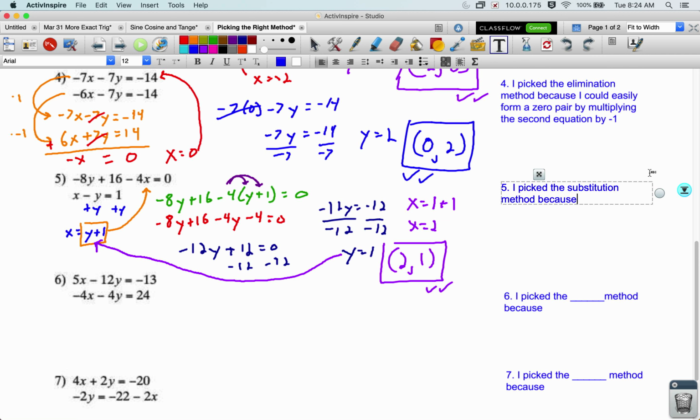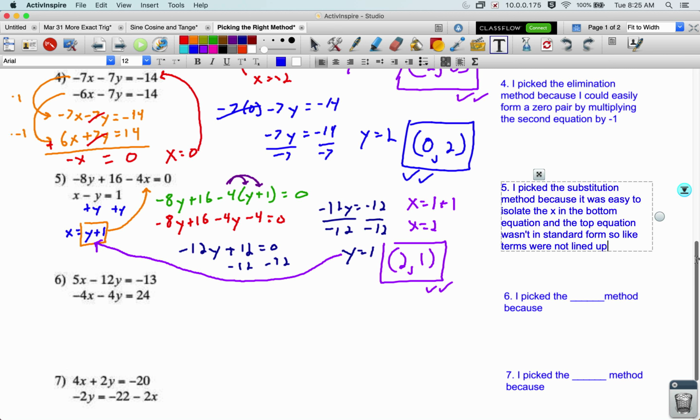And we did this because it was easy to isolate the x in the bottom equation, and the top equation wasn't in standard form, so like terms were not lined up, which would make elimination easy.